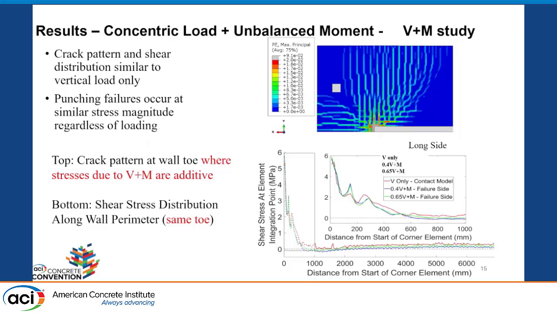And these are the results in terms of stresses. Again, this is along the long side of the wall. And again, you can see this zone with no stresses. Also, the profile of stresses at failure for both the concentric load study and the concentric load with unbalanced moment are basically the same. So that is the other reason why we didn't do any more, but just this one. We did it only for V plus M when we had unbalanced moment. That's only one case we did.